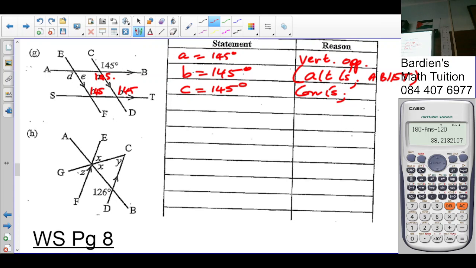AB is parallel to ST? No. See how the F is lying? Not AB. It's EF and CD. Can you see? Those lines are parallel. Remember what I said in the previous lesson? You must name the right lengths that are parallel, otherwise you're going to lose the reason mark. So EF is parallel to CD.